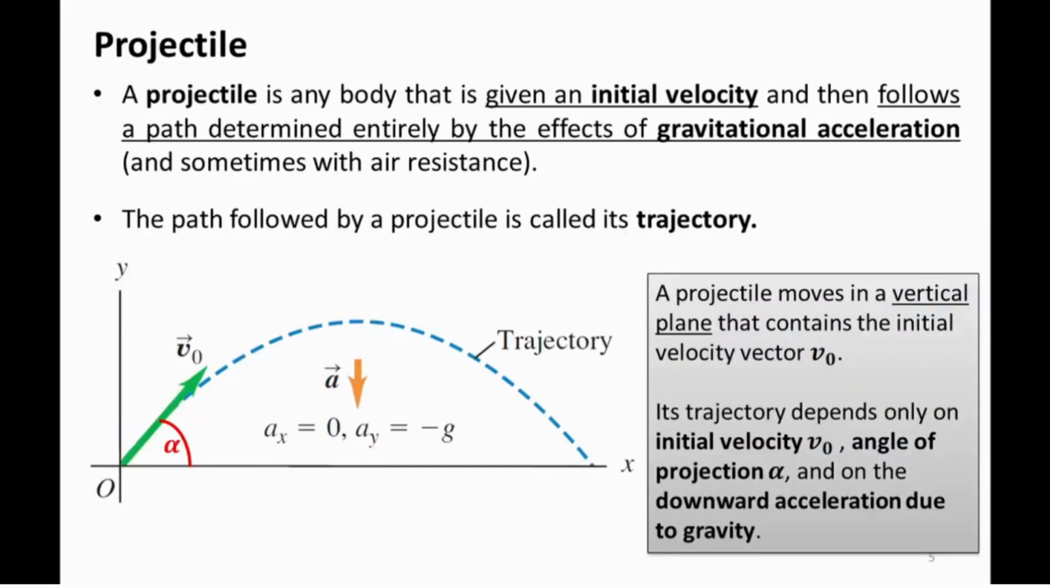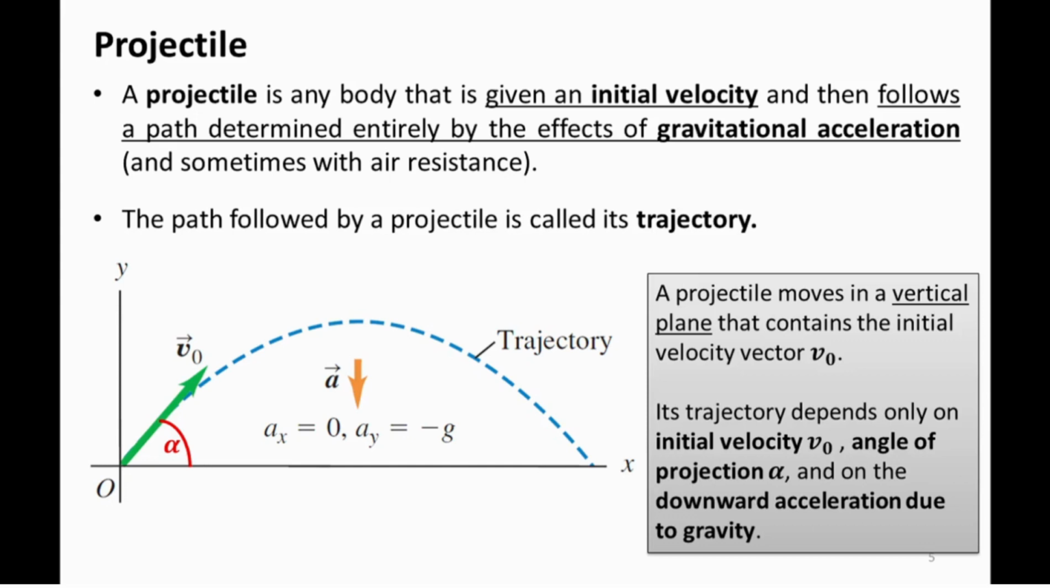Now, when can we say that a motion is a projectile motion? By definition, an object moving in a projectile motion is called a projectile. And a projectile is any body that is given an initial velocity and then follows a path determined entirely by the effects of the gravitational acceleration. Hence we have two requirements for a projectile motion.